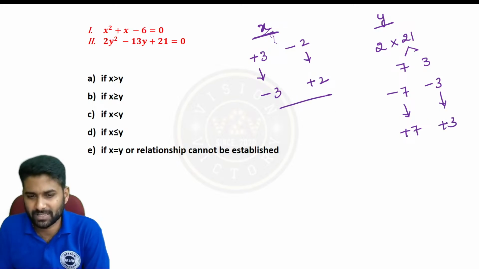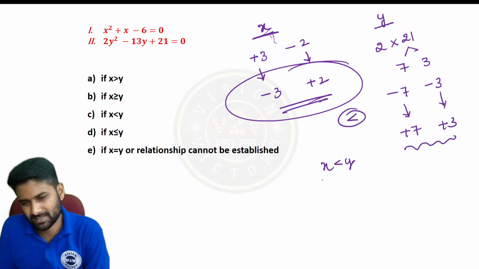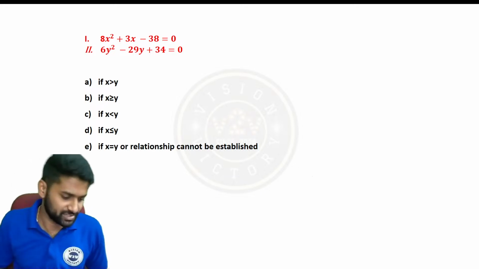If you compare these two, the x factors are always less than the 7 and 3. That's why here the relation is x is less than y. On to the next one.